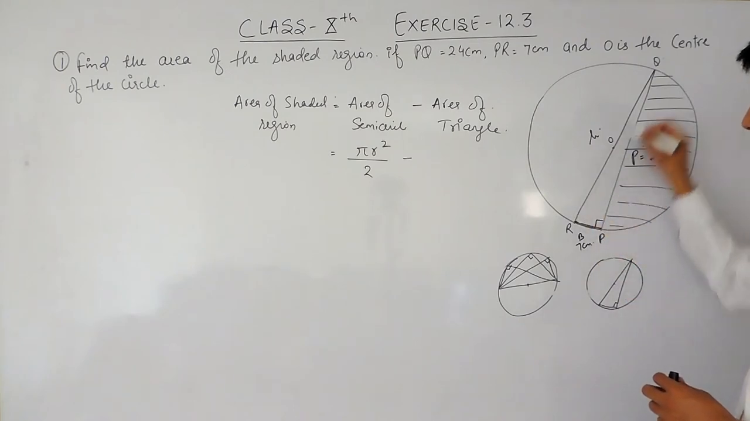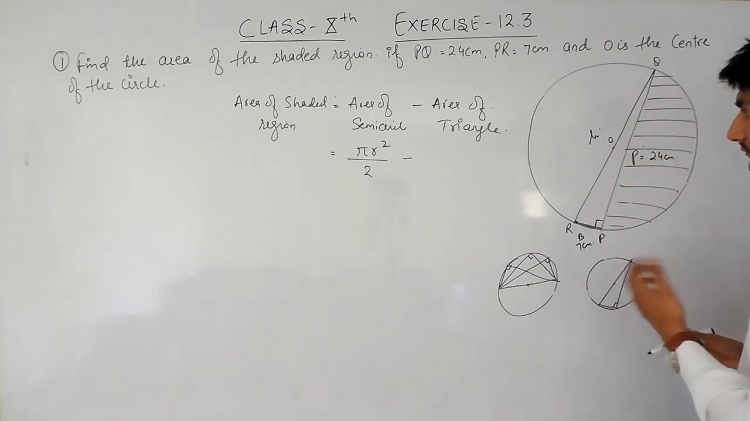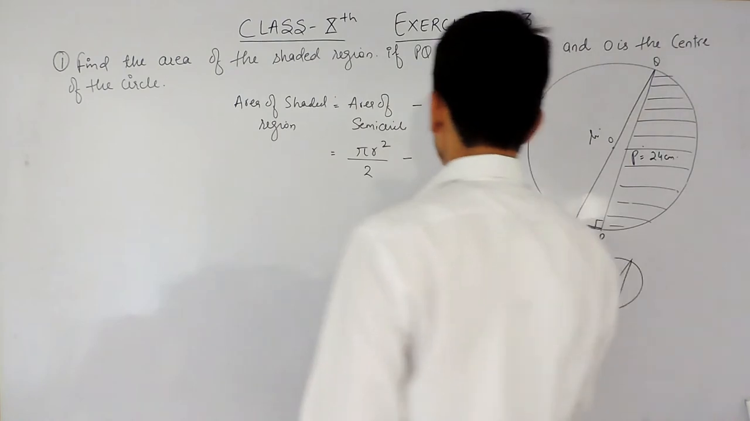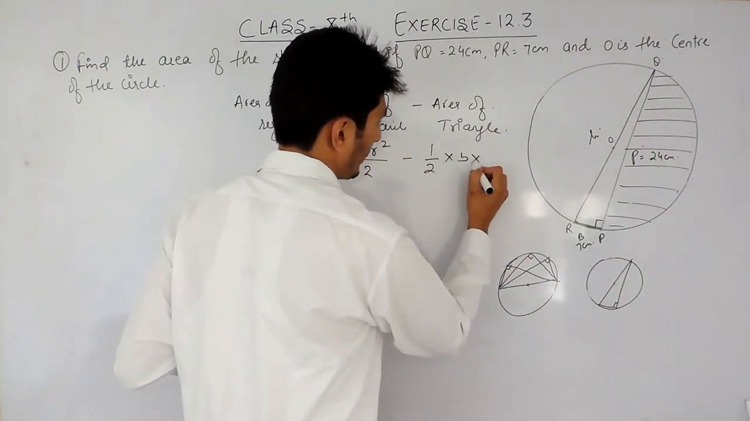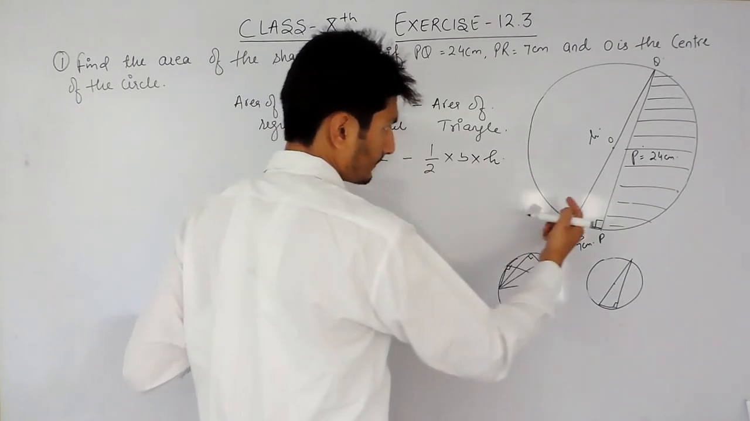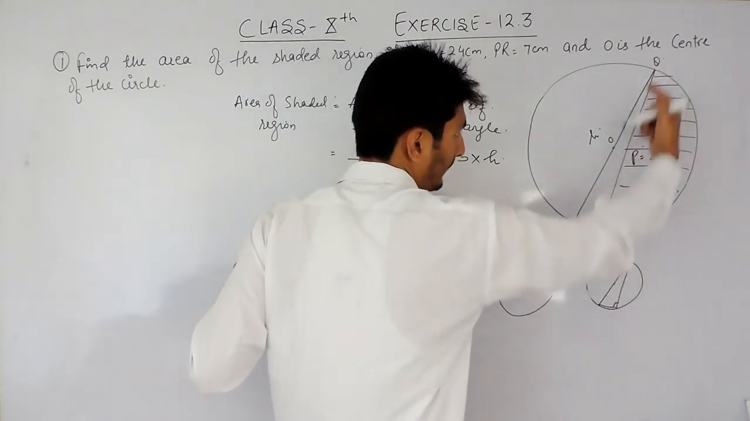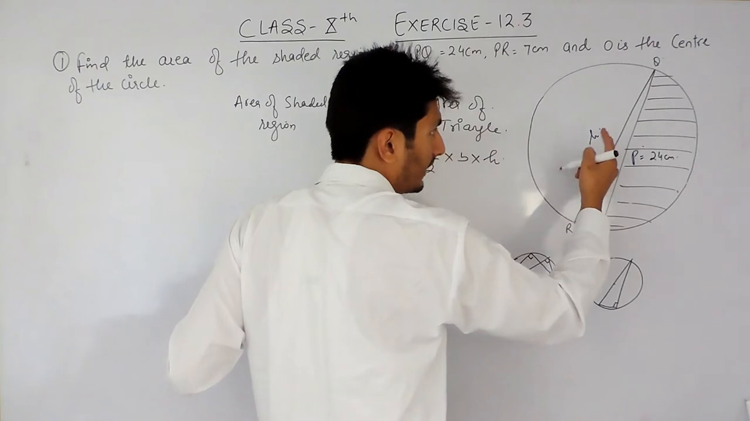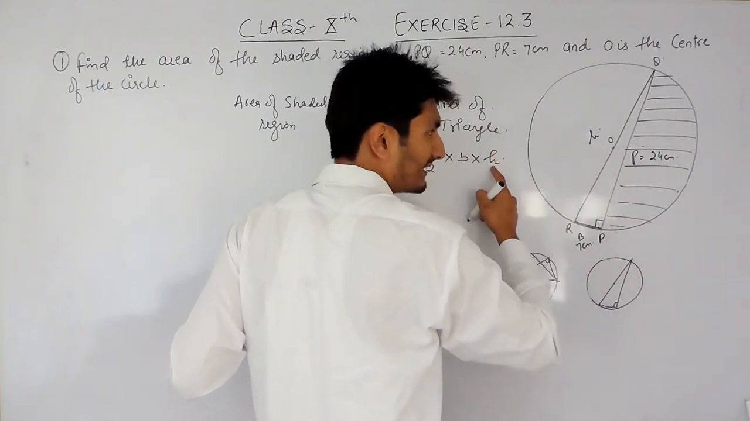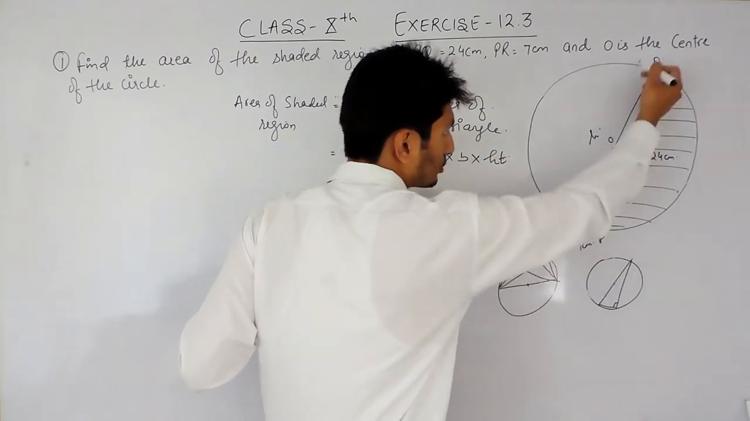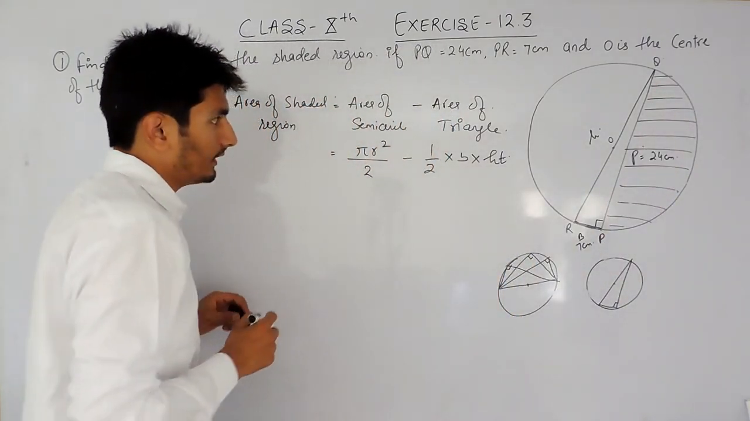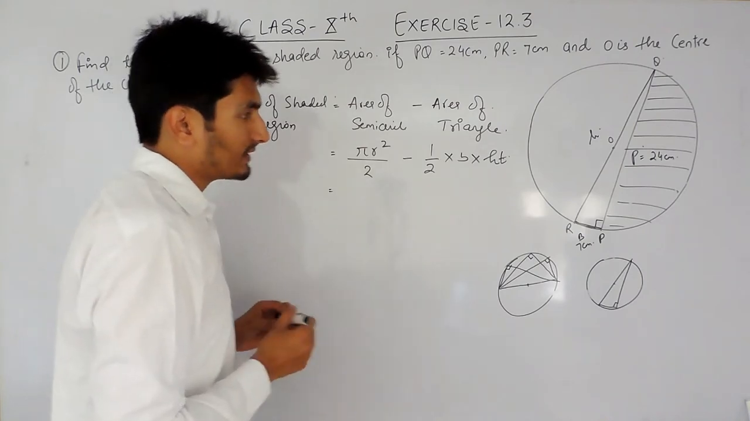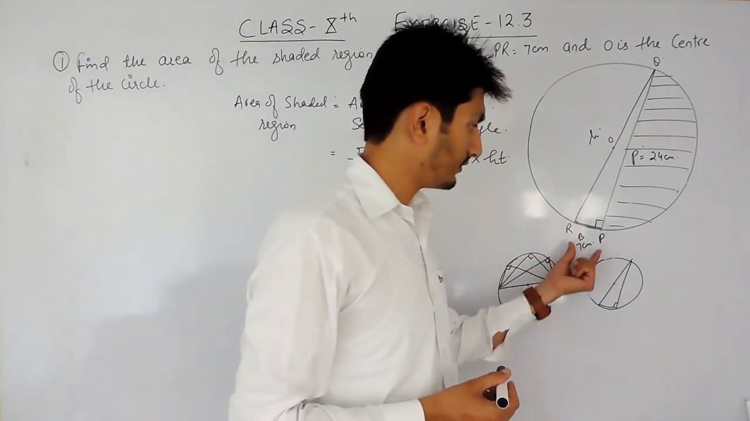And I have to, first of all, find the area of this triangle. Because this is a right angle triangle, I have to use half base into height, and height here is the perpendicular, not the hypotenuse. Hypotenuse is another thing and height is another thing, and height is known as the perpendicular. Now here I know the base of the right angle triangle, which is 7.